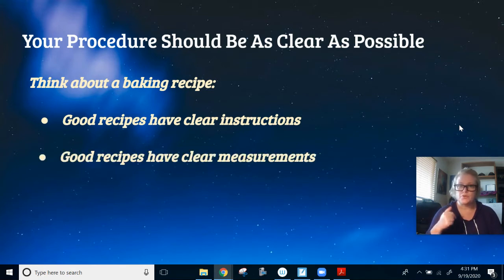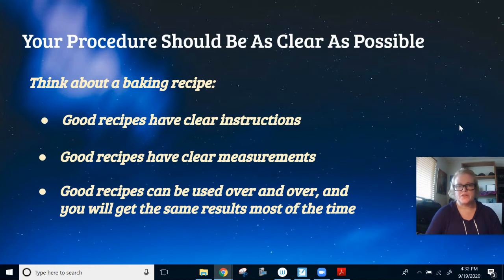Two, good recipes always have clear measurements. I'm going to use a 1/4 cup of olive oil. I'm going to use 1 egg. Very clear measurements. You're not always guessing what to put into the bowl. And last but not least, good recipes can be used over and over and over again, and you will get the same results most of the time if you don't mess up when you are baking with that recipe. I think about it as, if you can follow it again and again, 10 years later, your procedure or your recipe is clear.